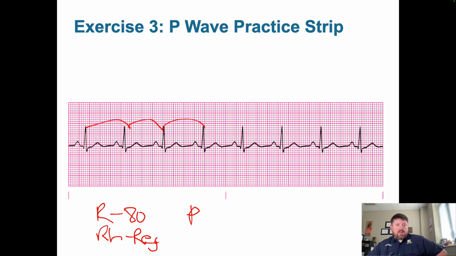So the way that I'm going to describe this P wave is that it is present, uniform, and upright, which is all descriptive terms for a sinus P wave.